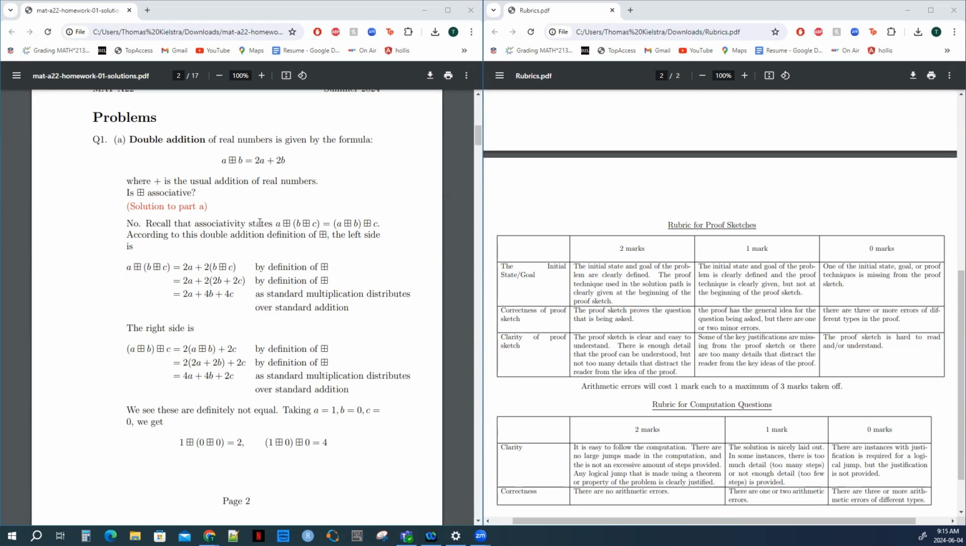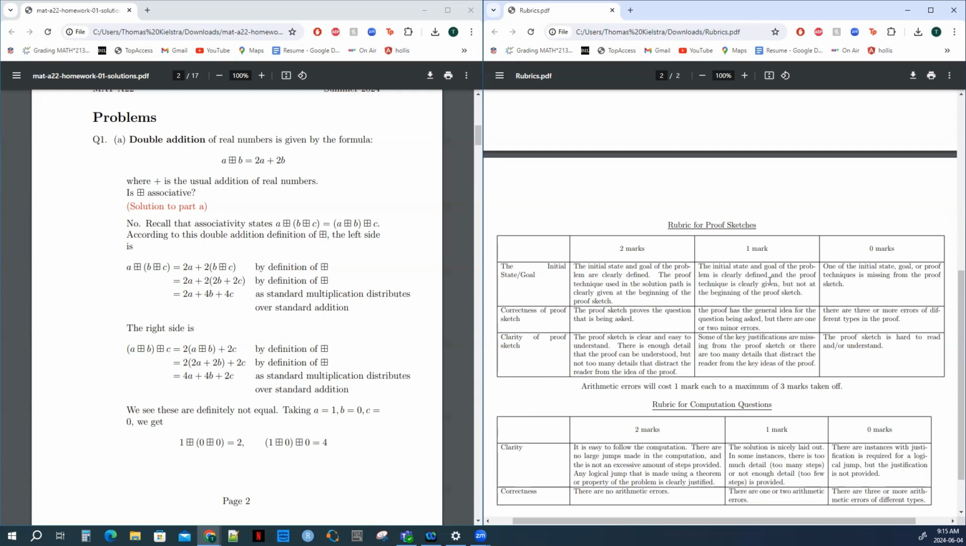However, it doesn't get the 2 marks for the initial state and goal. The initial state and goal are properly defined. We're trying to see if it's associative, but it doesn't quite conclude by stating that it's not associative because they're not equal. There's a little bit of detail missing at the end that the reader should be able to see. Oh, yes, that does prove it, but it doesn't clearly state, hey, I've now proven it.